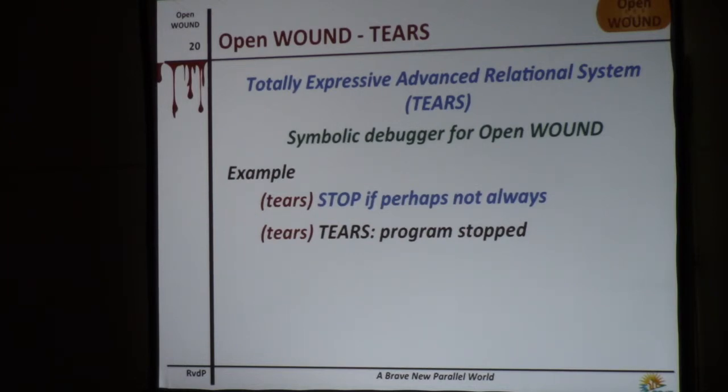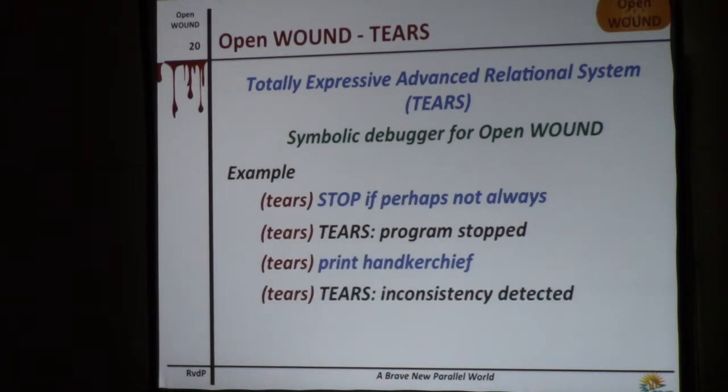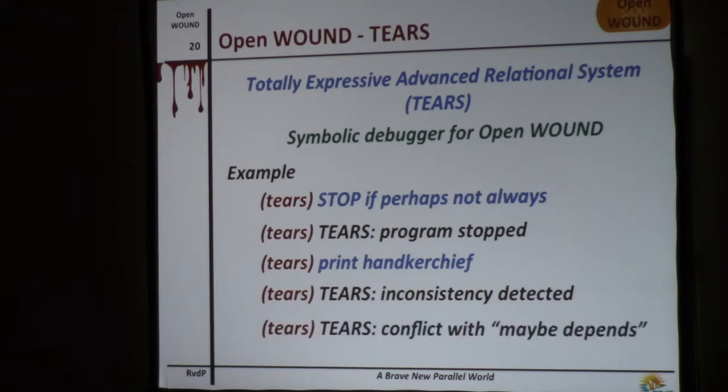Okay, so that's bad news. The debugger found that fatal error condition. The tiers are stored in a part called handkerchief, and I can print it, and it tells me it found an inconsistency. It tells me there was a conflict with maybe depends. So that clearly explains it all to me, and I can debug my code.